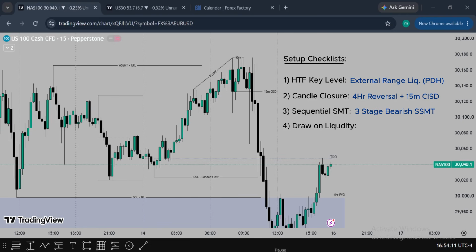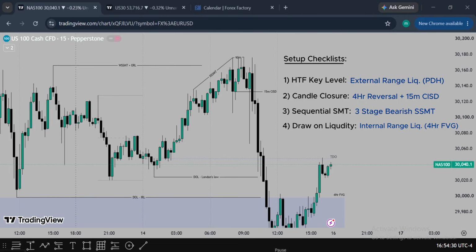Our next draw on liquidity is going to be the internal edge liquidity. Price simply moved from the external edge liquidity to internal edge liquidity. So all of our checklists have been confirmed, which means we can expect price to go lower and fill the 4-hour fair value gap, which is our internal edge liquidity.